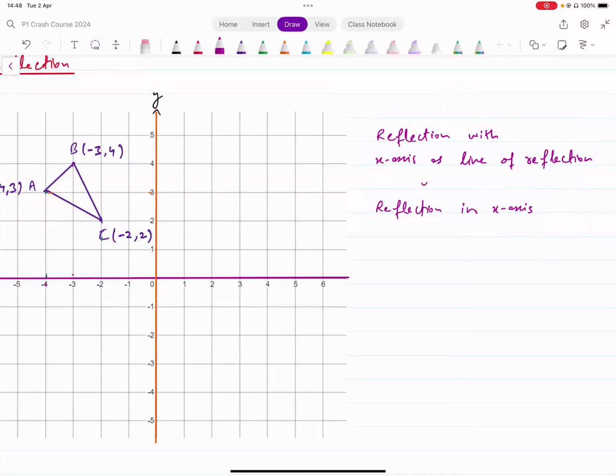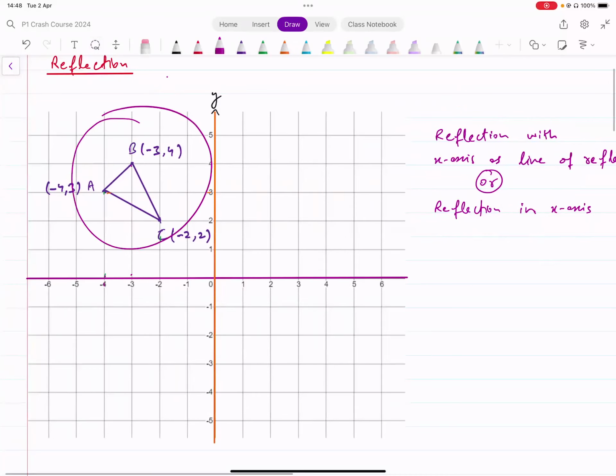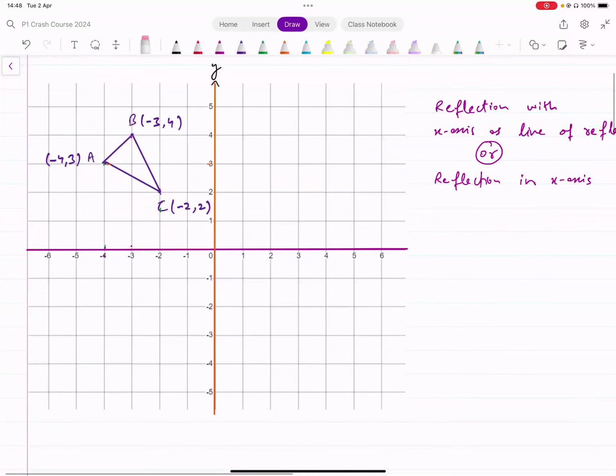Now, how would we do this transformation on this figure? Reflection in x-axis. Now, all that happens is you look at the distance of each point from the x-axis. Remember, when we talk about the distance of a point from a line, we always talk about perpendicular distance.